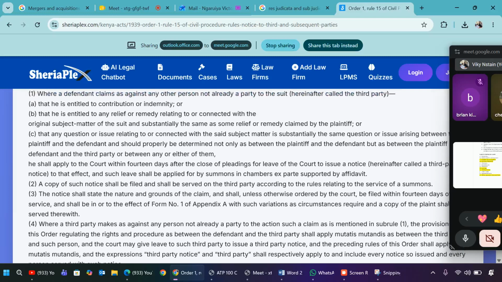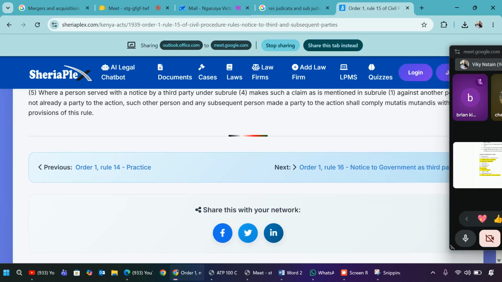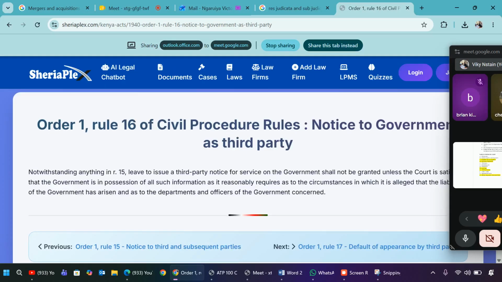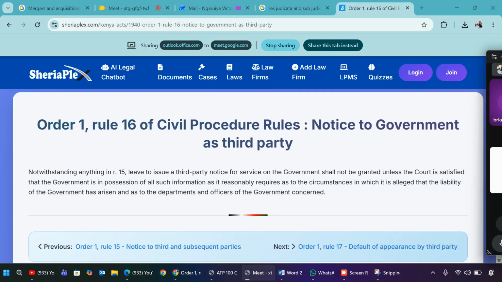Let me see. Notice to government as third parties. If you read Order 1, Rule 16 of the Civil Procedure Rules, notice to government as third party. Notwithstanding anything in Rule 15, leave to issue a third party for service on government shall not be granted unless the court is satisfied that the government is in possession of all such information as it reasonably requires as to the circumstances in which it is alleged that the liability of the government has arisen, and as to the departments and officers of the government concerned.